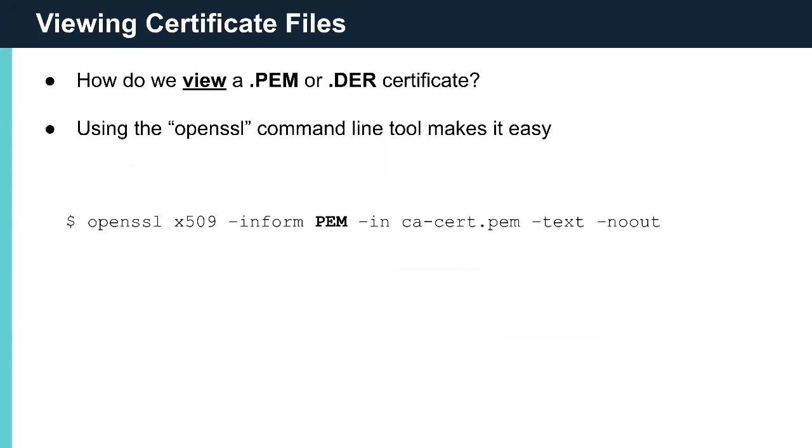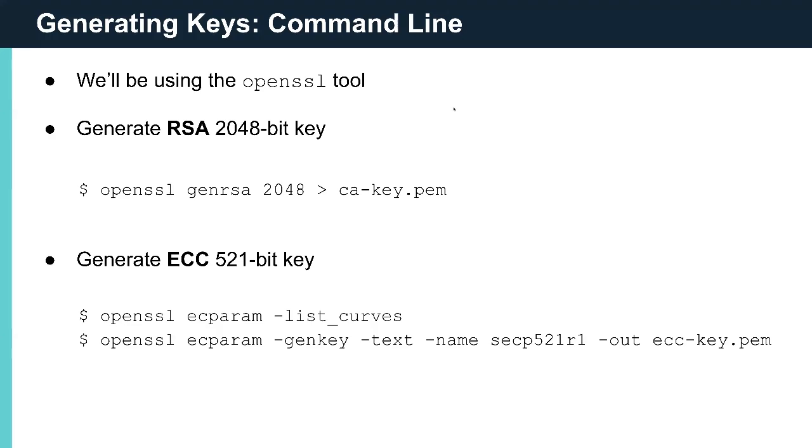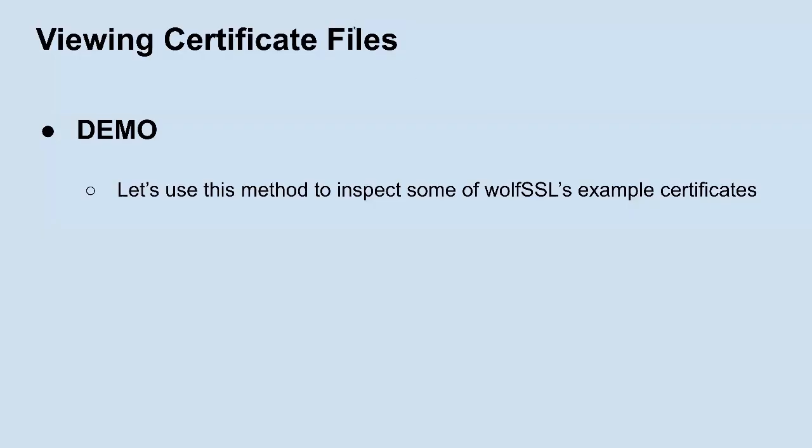So how do we view a certificate in PEM or DER format? The easiest way to do this is using the OpenSSL x509 application. You can use the -inform option to specify either PEM or DER. You can use -in to specify the file name, -text to output a textual representation of the certificate, and -noout just doesn't output the actual begin certificate and certificate data again. Okay, so let's look at a few certificates, and then we'll come back here.